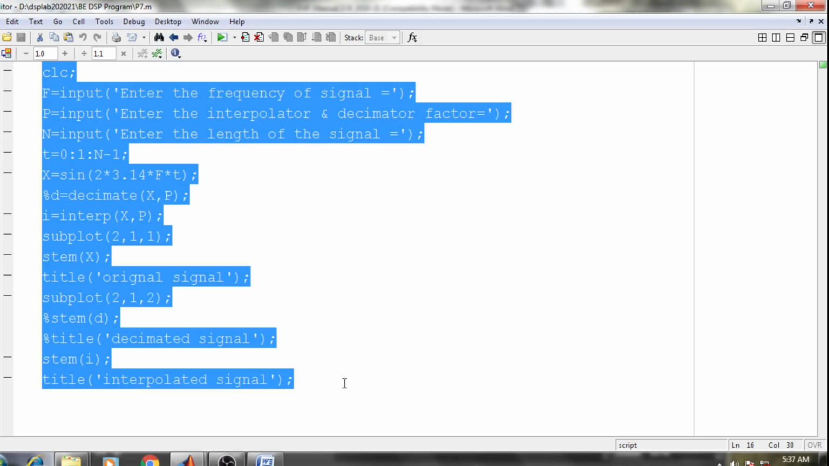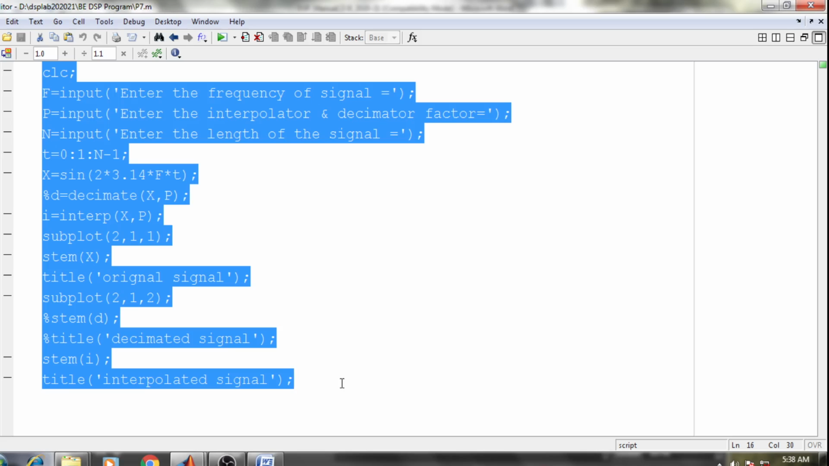If you look at the earlier decimation experiment and this interpolation experiment, they are very similar. Only one difference is there in these two programs. In the earlier program we had the decimate function, but now we are using the interp function. Interp means interpolation; this function is used for finding the interpolation. Only the function name is changed. The interp function demands two values, x and p. We pass those values and we get the interpolated, that is upsampled, value.